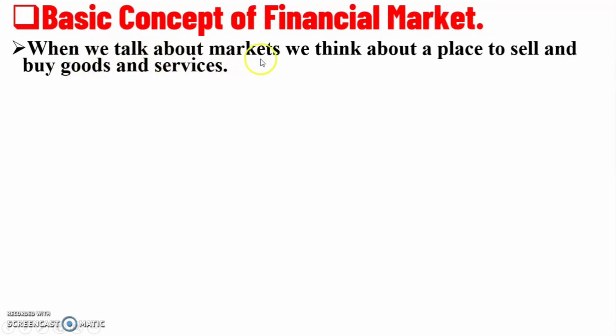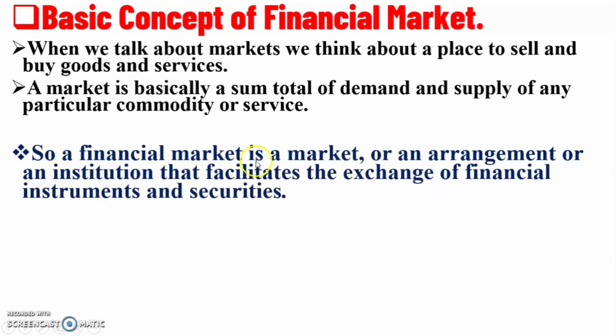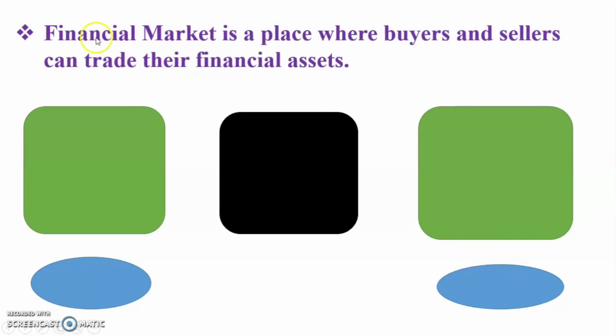When we talk about markets, we think about a place to sell and buy goods and services. A market is basically the sum total of demand and supply of any particular commodity or service. So, a financial market is a market or an arrangement or an institution that facilitates the exchange of financial instruments and securities. These instruments include shares, stocks, bonds, debentures, commercial papers, bills, checks, etc. Financial market is a place where buyers and sellers can trade their financial assets or instruments.